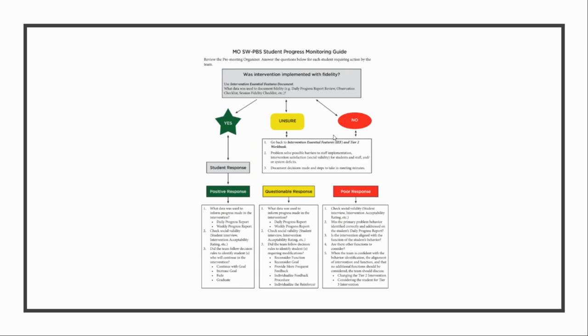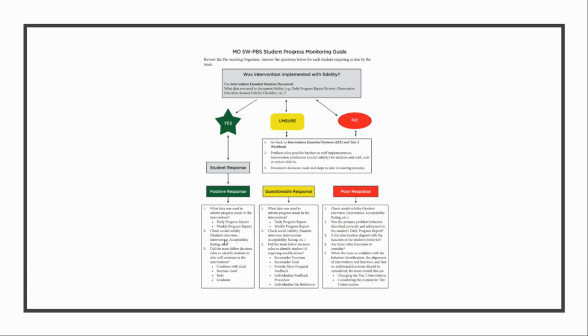So as you can see here, let me go back. We are looking at, was the intervention implemented with fidelity? If yes, and the student is having a positive response, then the team will go through the process of looking at what data was used to inform their progress. Was it daily progress reports, weekly progress reports? They'll check the social validity. Then they'll look at, did the team follow decision rules to identify and select students who will continue in the intervention? Who's going to continue with their goal? Who needs their goal increased? Who needs fading? Who needs graduation?